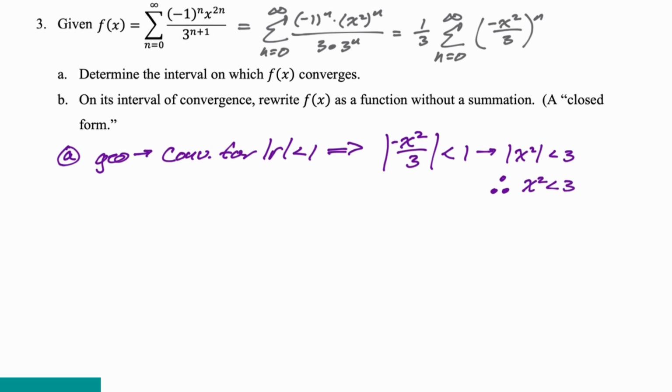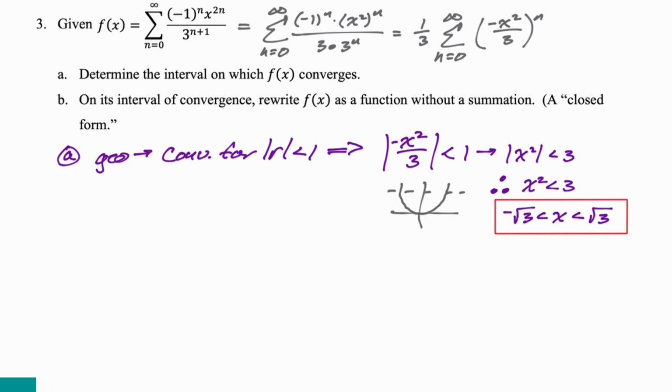If you think about that, that means that you are definitely between negative root 3 and root 3. The way that I usually solve that particular type of problem is I just think about the graph of x squared and the graph of y equals 3. And I think, okay, where is x squared less than that? That's how I mentally deal with that problem.